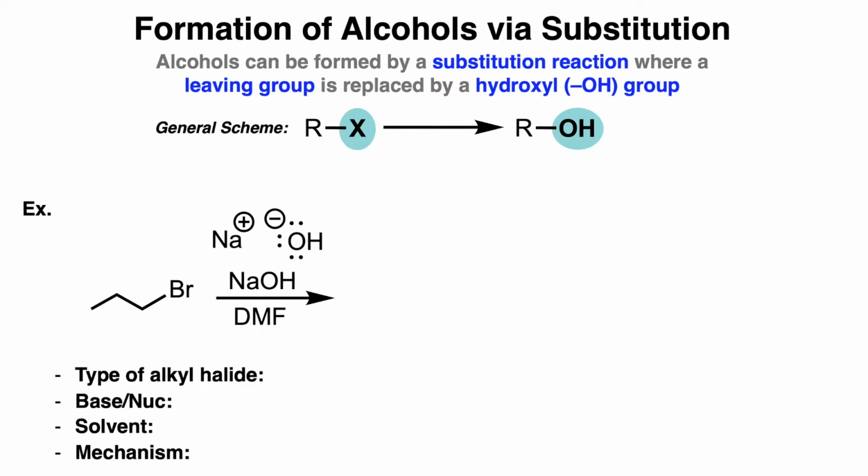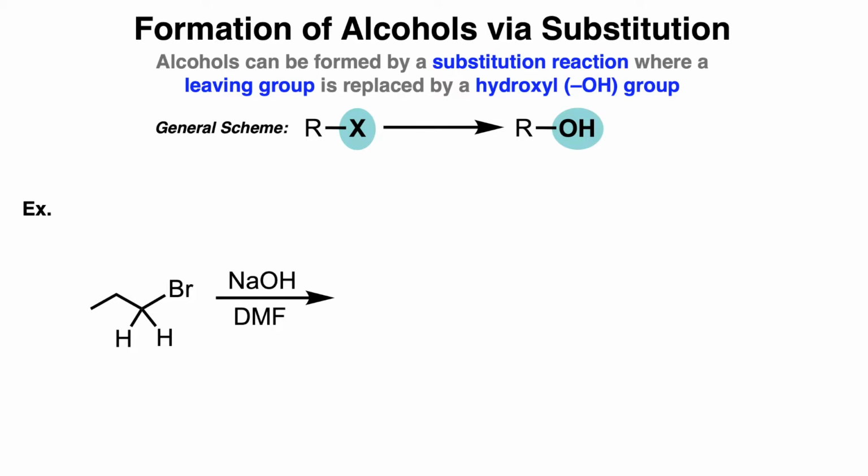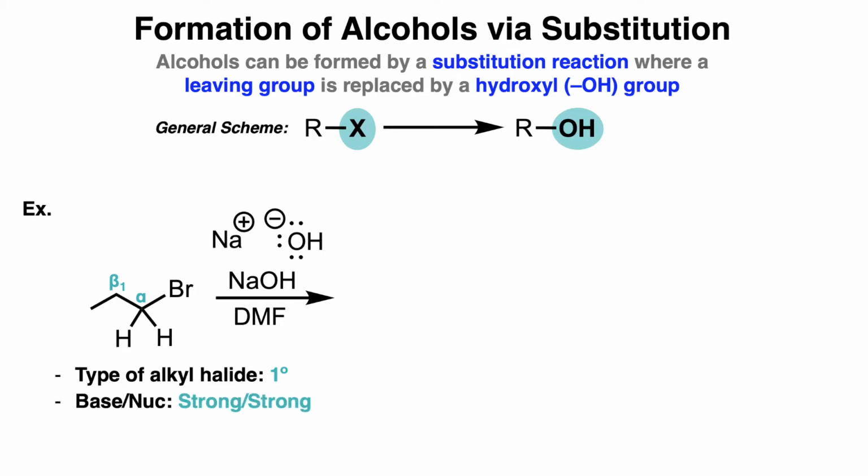Remember that the carbon atom that the leaving group is attached to, in this case bromine, is called the alpha carbon. The carbons that are directly connected to the alpha carbon are the beta carbons. Since the substrate only contains one beta carbon, this is a primary alkyl halide. Now, if we look at the base/nucleophile, recall that we can rewrite NaOH into Na+ and OH-. Since OH- has a clear negative charge on the oxygen atom, this is a strong nucleophile. Sodium hydroxide is also considered to be a strong base.